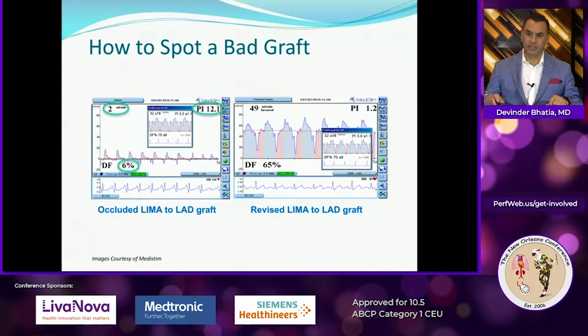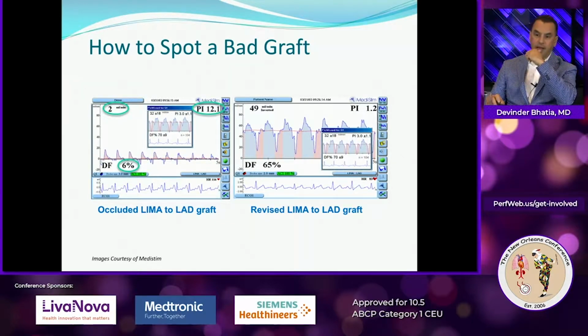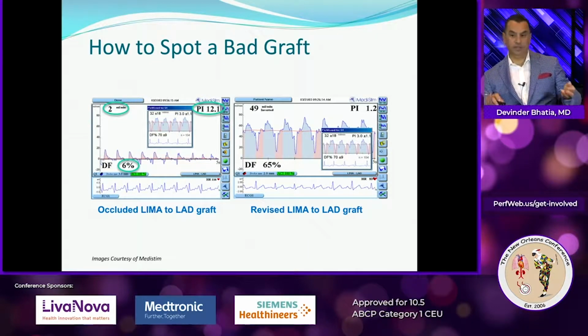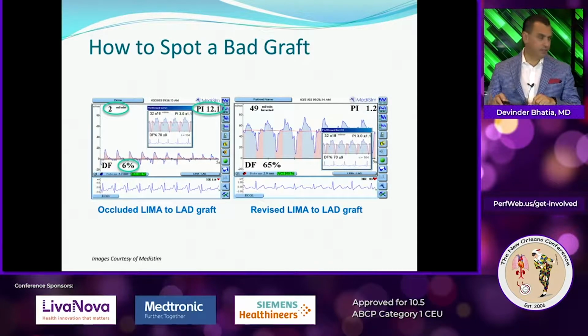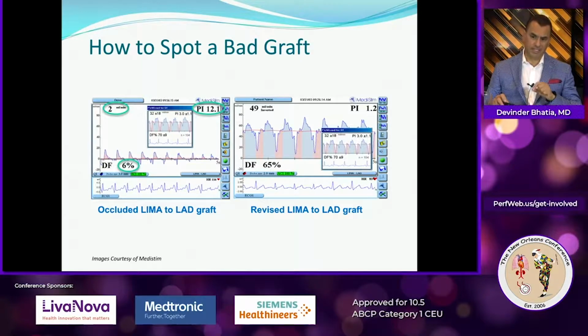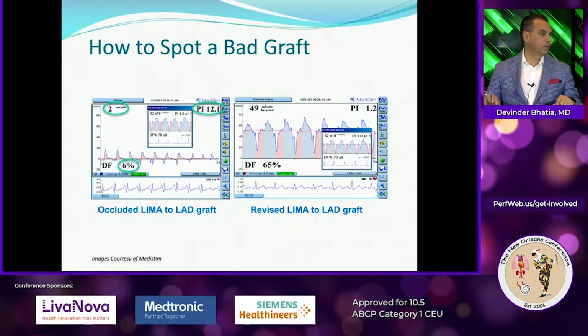Now here is an occluded mammary LAD, very similar, low flow, high PI, and low diastolic filling. And then what you were speaking of, when you revise the mammary to LAD in the same patient, look at the difference that you get. You go from 2 to 49, you go from 12.1 index to 1.2, and you go from 6 to 65% in diastolic filling. That is a normal tracing, and that's what you want when you close a patient up and walk out of the operating room, because that graft on the right will stay open. The one on the left might be open until you get to recovery room.